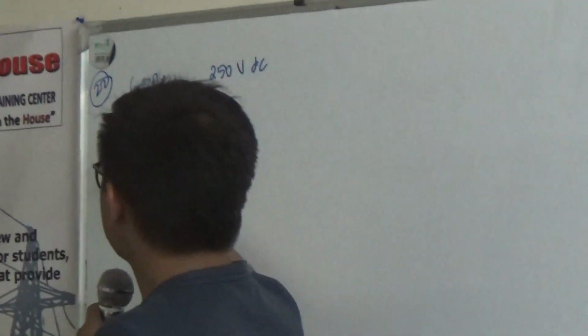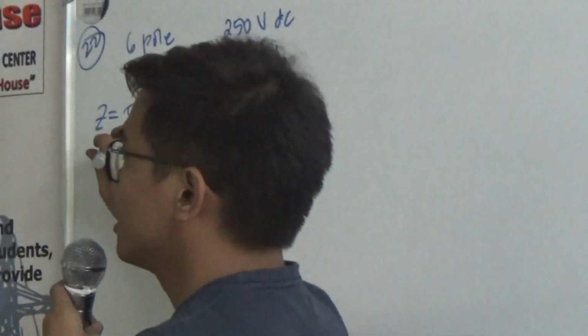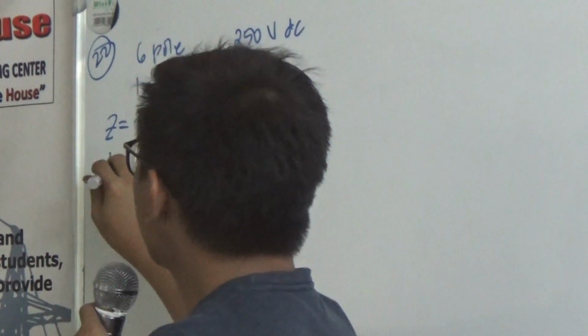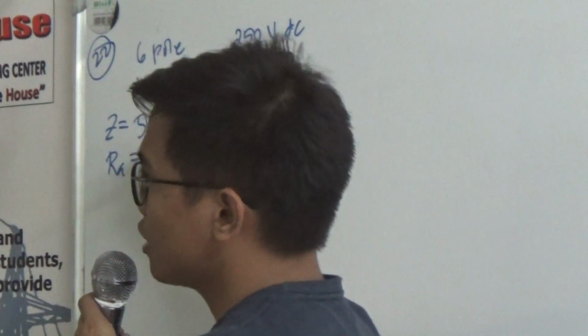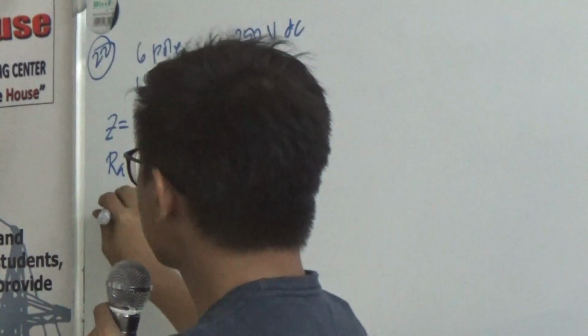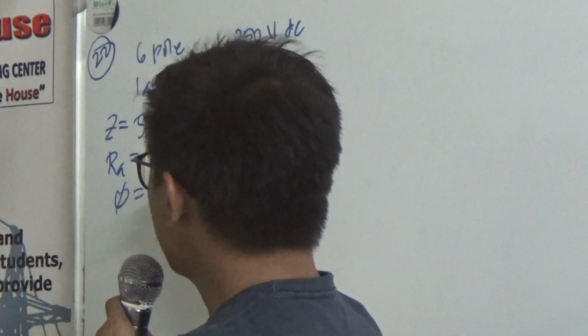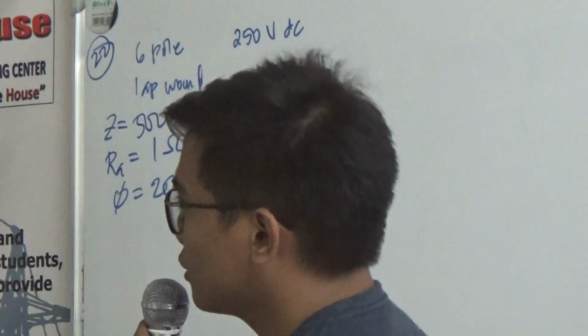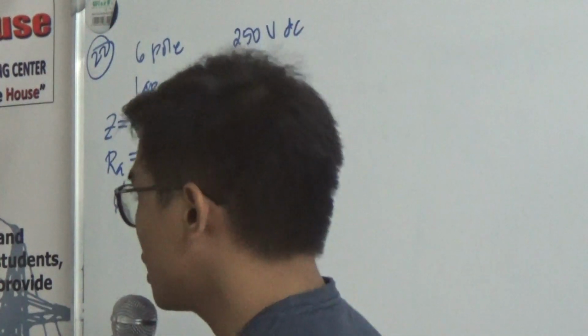So, conductors natin is 500, no? Then, a resistance of 1 ohm. So, RA equals to 1 ohm. The flux per pole is 20 milliweber. Calculate the speed and torque developed. The armature current is 1.